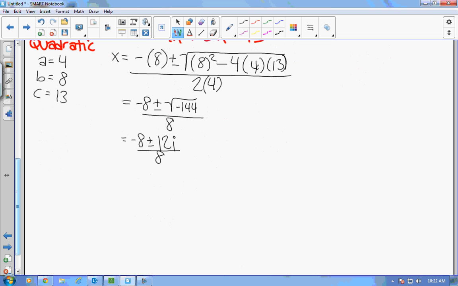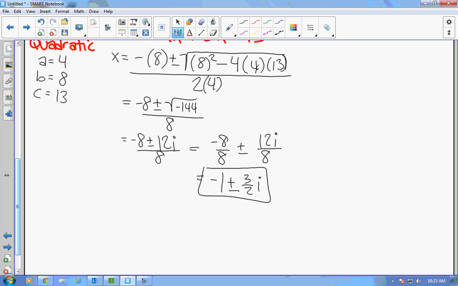Okay, so there are going to be two answers. I'm going to first break this up. The real piece is negative 8 over 8. What's the imaginary piece? 12i. Now this is the part lots of people forget. You said it correctly, but lots of people forget. 12 is over 8 still. So we have two answers. Negative 1 plus, what does 12/8 simplify to? Divide by 4 on both. 3 over 2i. So we have the plus version and we have the minus version of that.